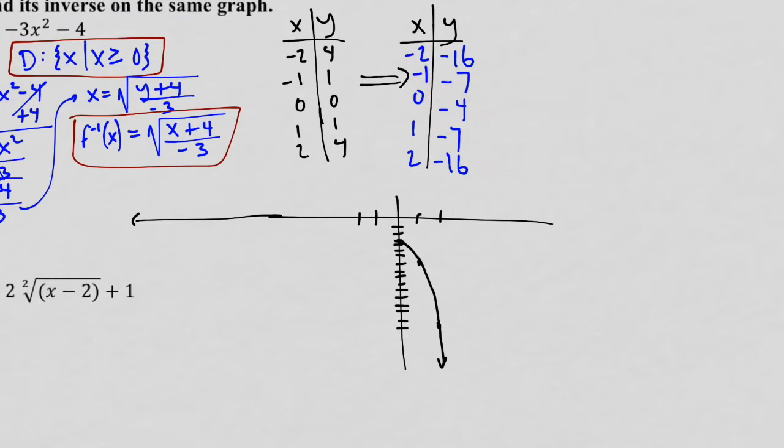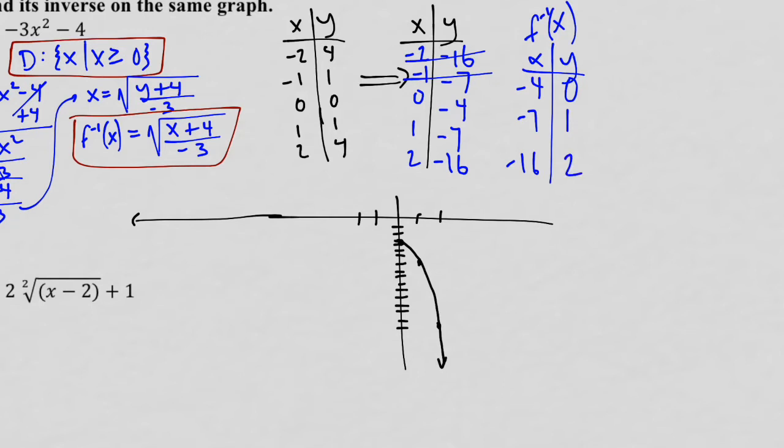The inverse is going to look like this. Ignoring these two, negative 4, 0, and negative 7, 1, and negative 16, 2. So negative 4, 0, 1, 2, 3, 4, right there. Negative 7, 1, 1, 2, 3, 4, 5, 6, 7, negative 7, 1, so right about there, right, go up 1.